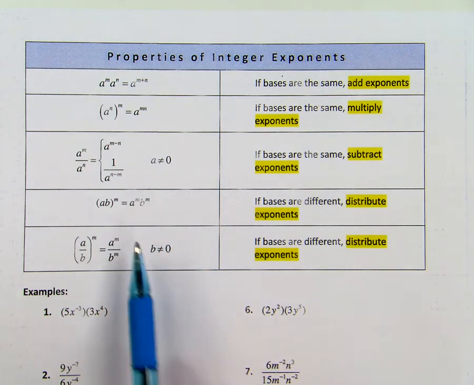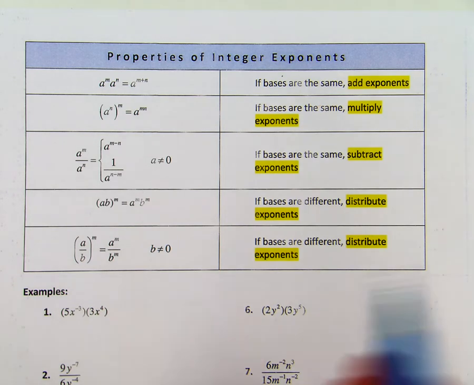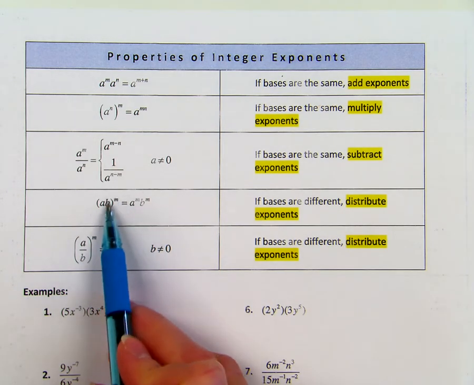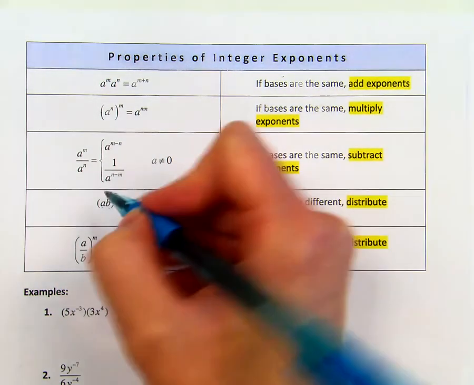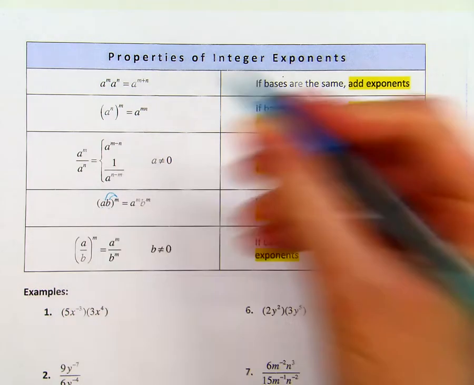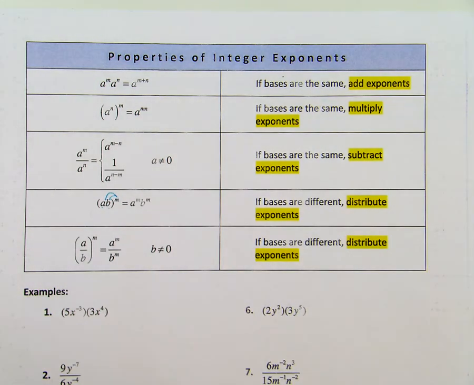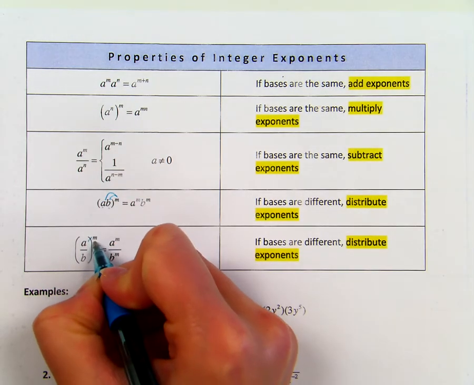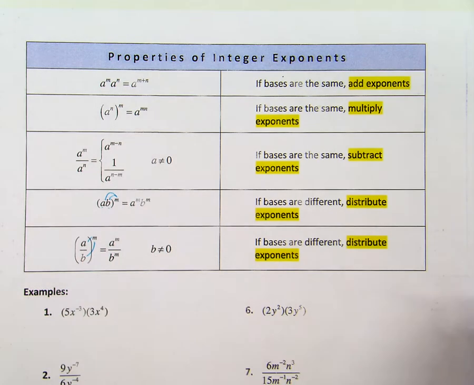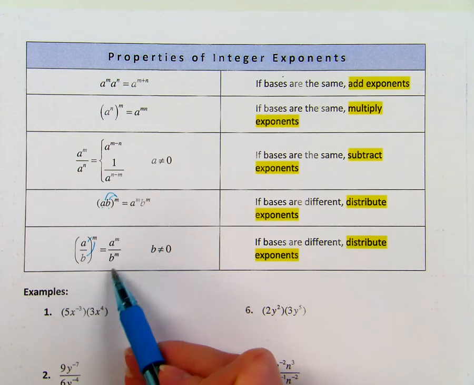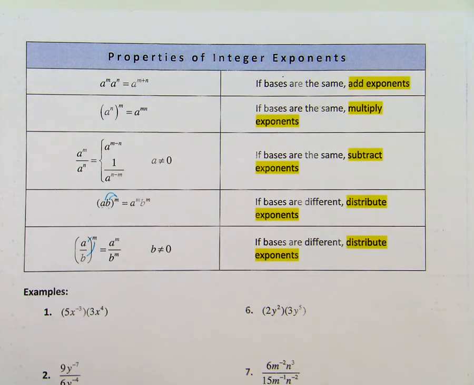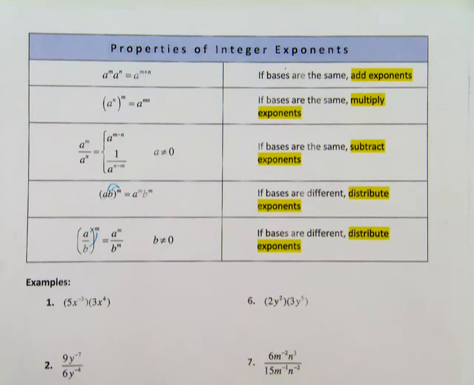Our last two rules allow us to work with exponents that have different bases. This is a times b raised to the m. Notice that we have two different variables here raised to the same exponent. In order to work with this, we can think about distributing that exponent to each of those bases. This rule also carries through for division. We've got a divided by b, both raised to the m power. This is the same as saying a raised to the m divided by b raised to the m. Alright guys, let's try a few examples.